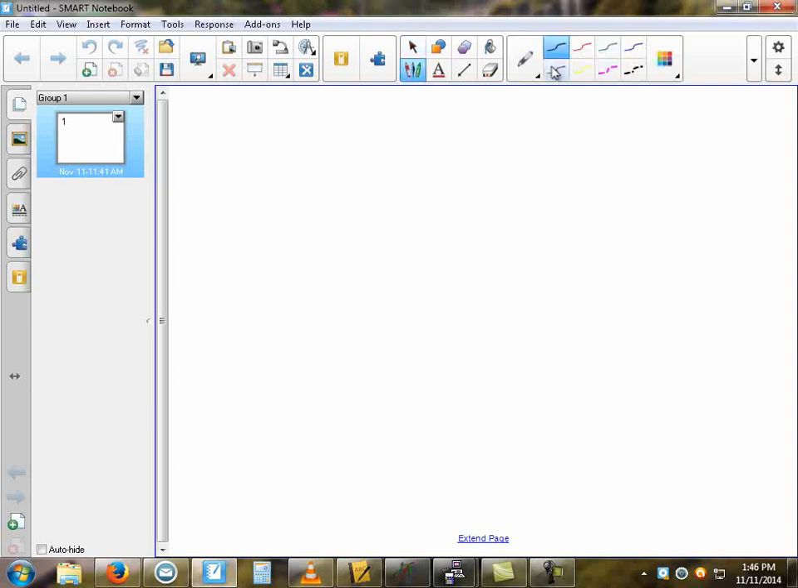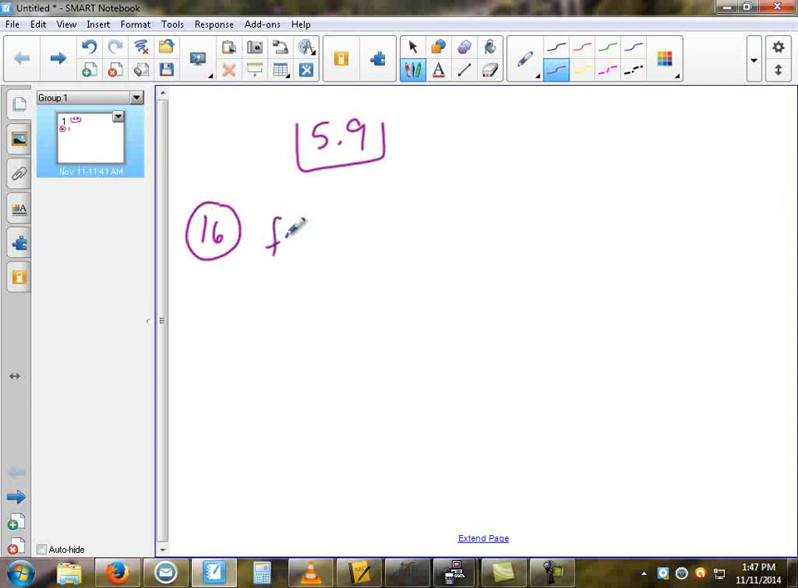Okay, so this is for 5.9 from your notes. And what this is about is just determining what kind of polynomial data suggests we should use, and then using it. First thing we're going to look at actually is number 16, which says f of x equals x cubed minus 4x squared minus x plus 1. And what we need is a set of data from this equation.